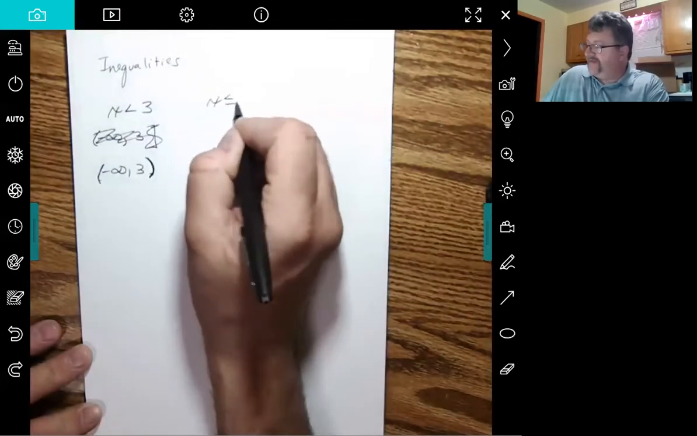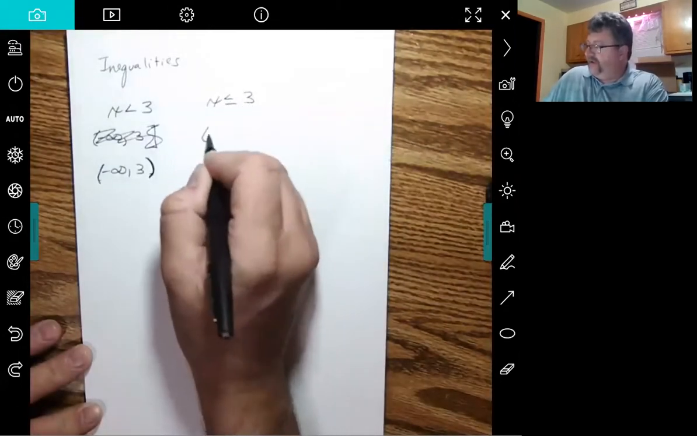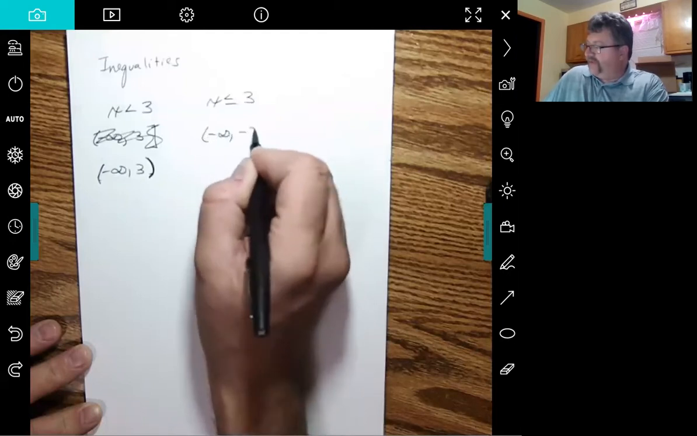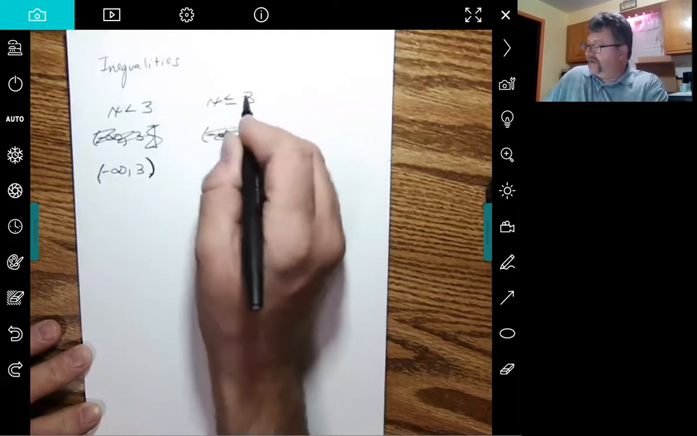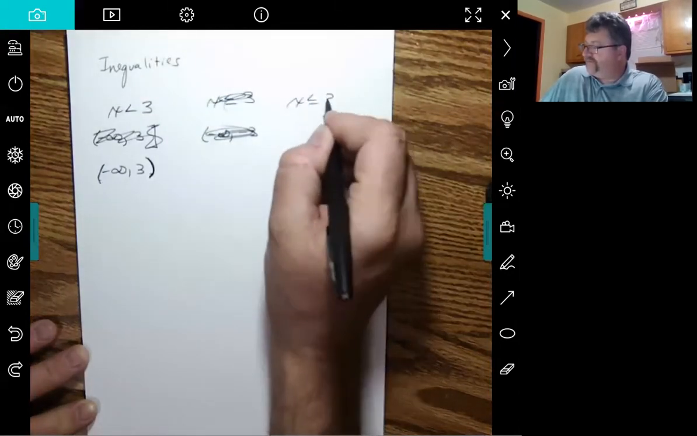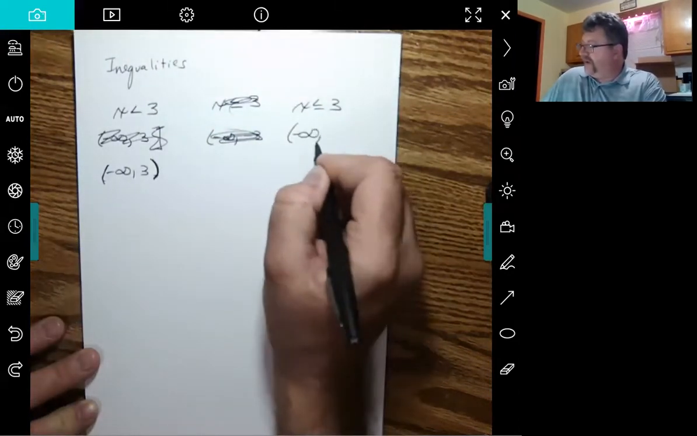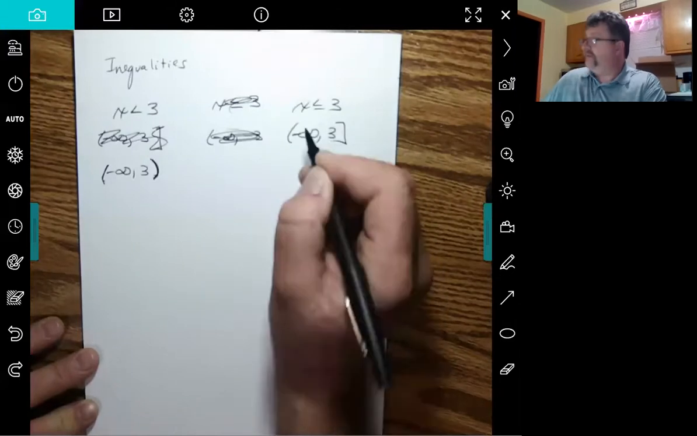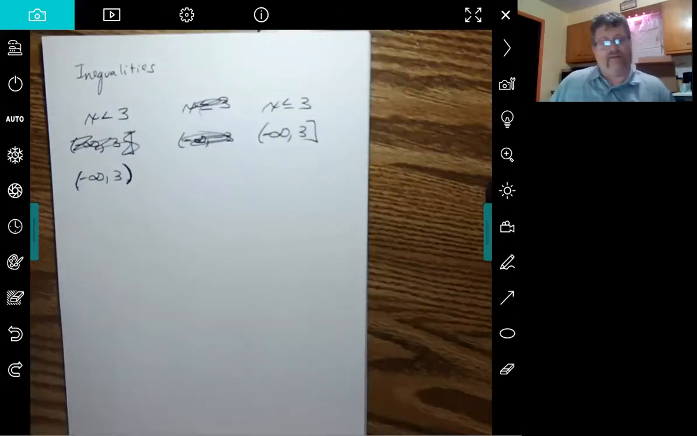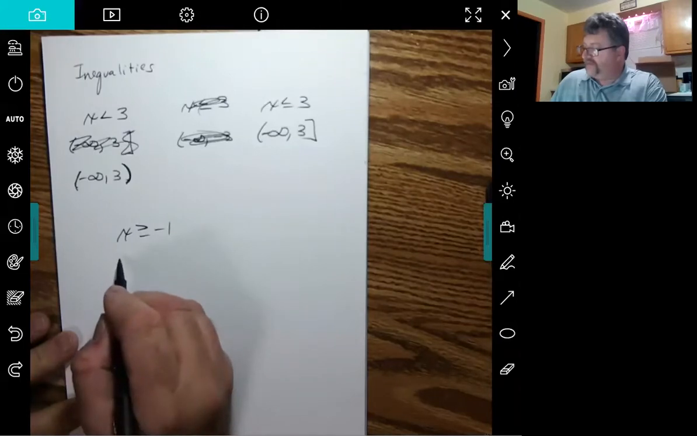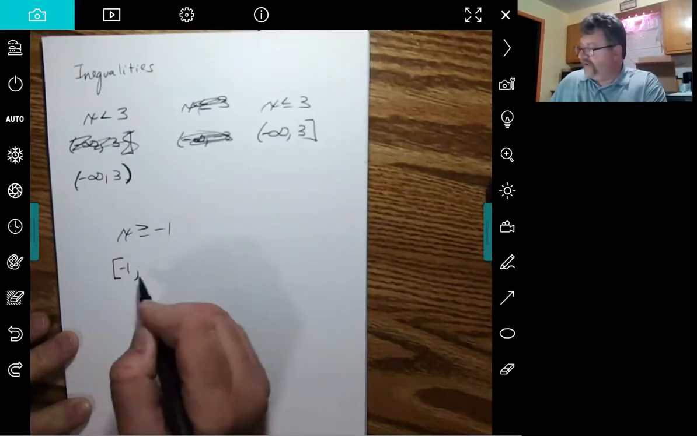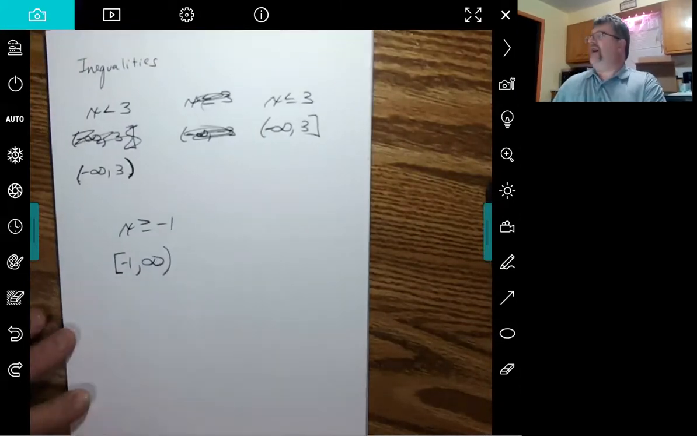If I had said less than or equal to 3, now it's going to get the square bracket because the square bracket means it's included. Okay, so that's how I would show all numbers less than or equal to 3. All numbers greater than or equal to -1. That means I'm going to start down here at -1, including -1, and I'm going to go up to positive infinity.